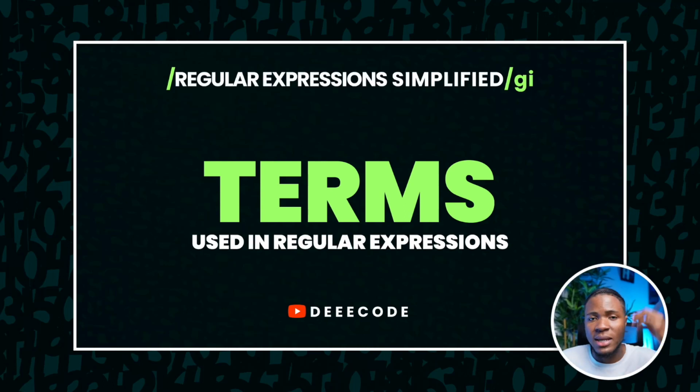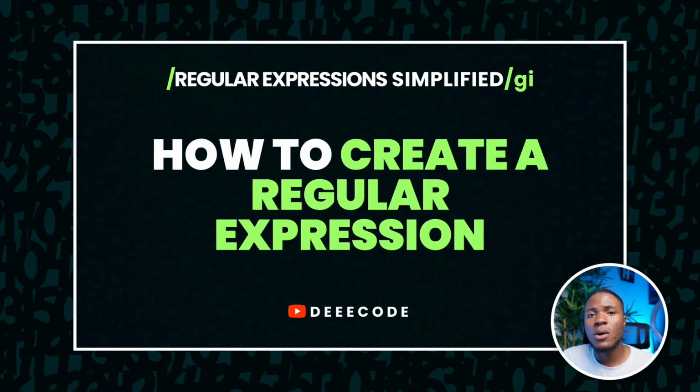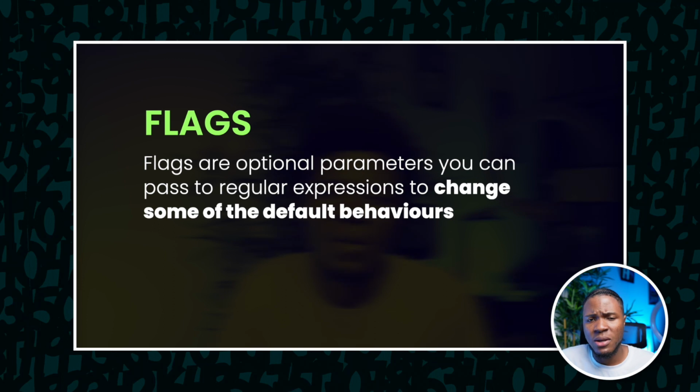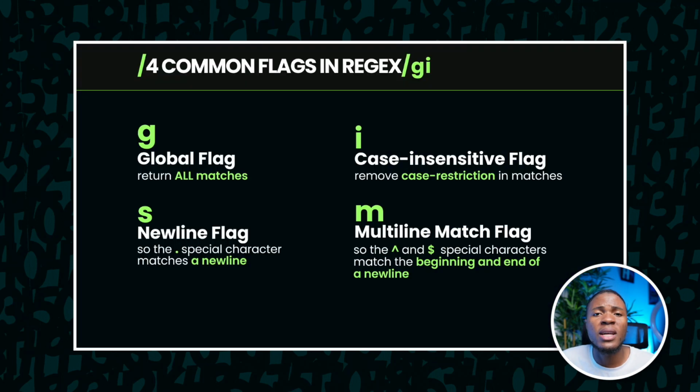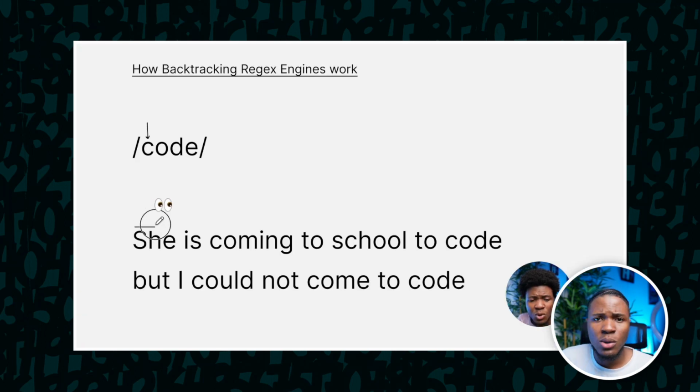Now let's do a little recap of everything that we have seen in version 1 of this course. We started by looking at some of the terms used in regular expressions: strings, characters, symbols, flags, all those things. We also saw how to create a regular expression, and here we saw what the literal notation is. And we also looked at flags. We saw how flags are relevant in regular expressions, and as we got to understand, flags change the default behavior of regular expressions. We also got to see how a regular expression works, and in this lesson we looked at regex engines, which execute the regular expression patterns that you have with an input string.